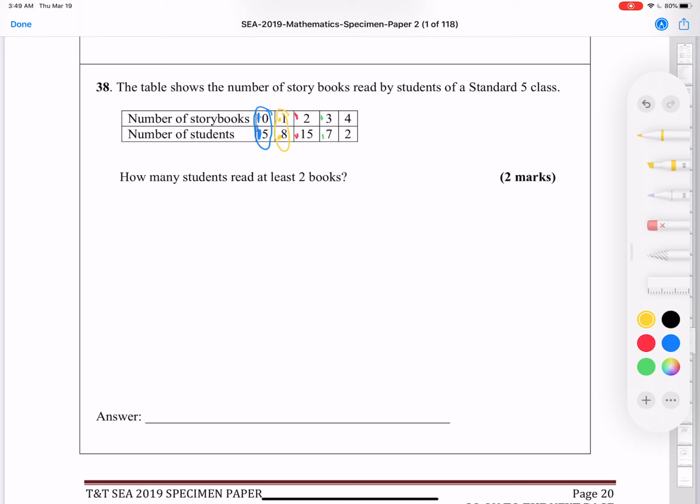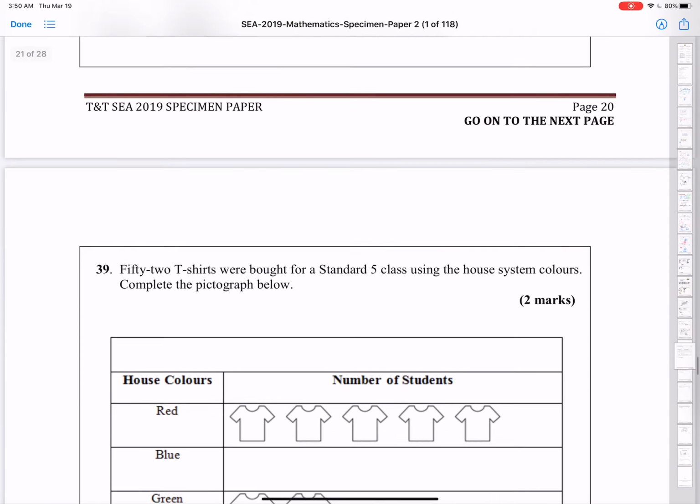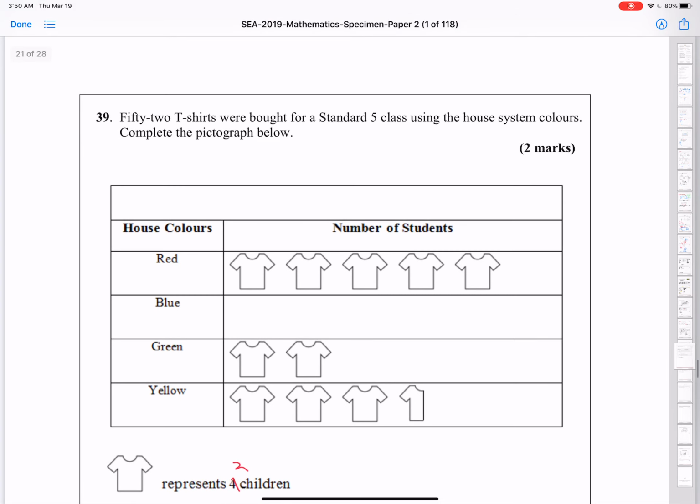So you add the students and not the books. 15 plus 7 plus 2. 7 and 5, 12, and 2. 1 and 1, 2. The answer is 24. Alright.